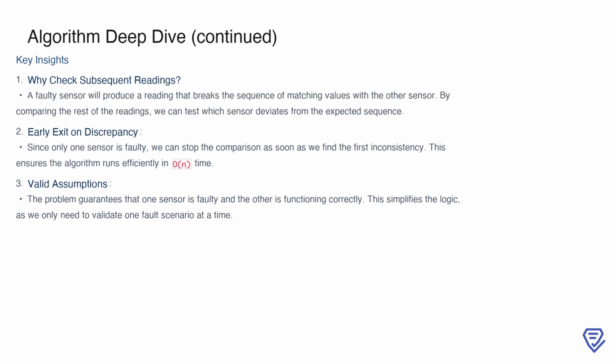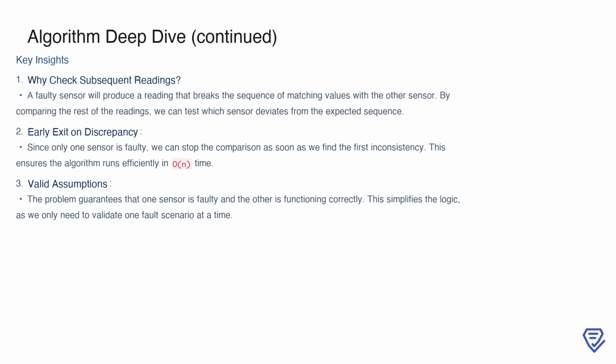The algorithm relies on a few key insights to function effectively. First, the reason we check subsequent readings after finding a discrepancy is that a faulty sensor will produce values that break the sequence of matching readings with the other sensor. By comparing the rest of the readings, we can pinpoint which sensor deviates from the expected behavior.